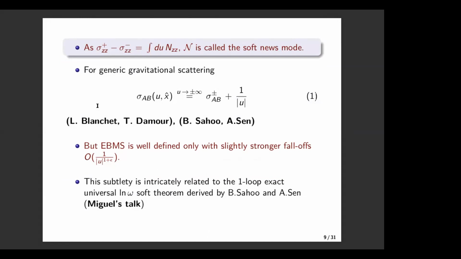Now it turns out that for generic gravitational scattering, this is actually not the right fall-off to consider. The fall-off in u actually goes as 1 by u, and this is some work which has recently been done by Ashok and Biswajit, and I think these results are also probably there in these papers of Damour and Blanchet. But the extended BMS algebra is well defined only with slightly stronger fall-offs, so that's what we are going to take right now. And as Miguel explained, this subtlety is integrally tied to the one-loop exact universal log omega soft theorem, which was derived by Biswajit Sahoo and Ashoke Sen.